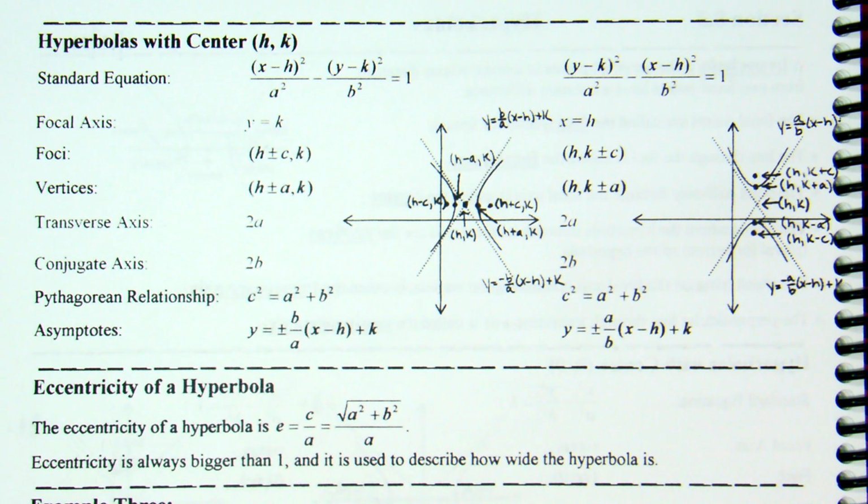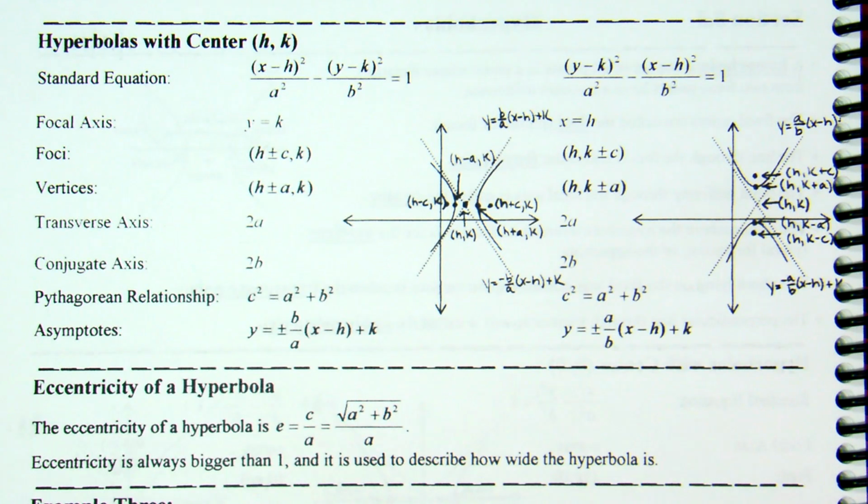Foci and vertices. Do those look familiar? They should look a lot like ellipses, right? It's the plus or minus c and a still, but added on to h and k. Transverse, conjugate axis, Pythagorean relationship, all the same.